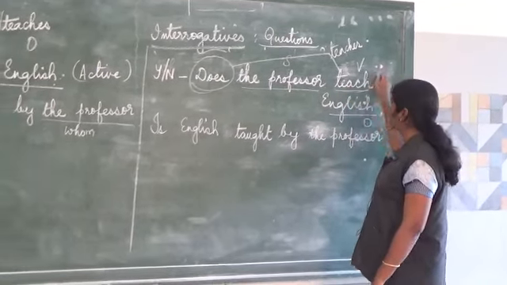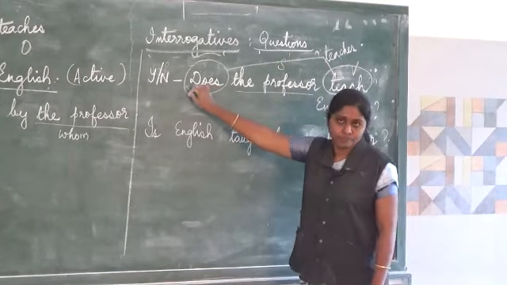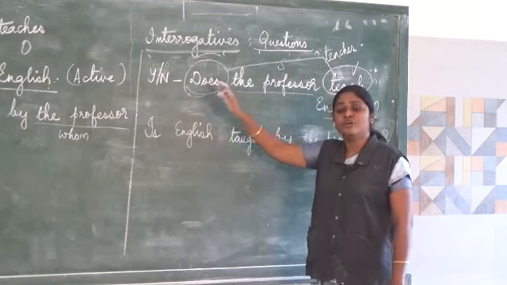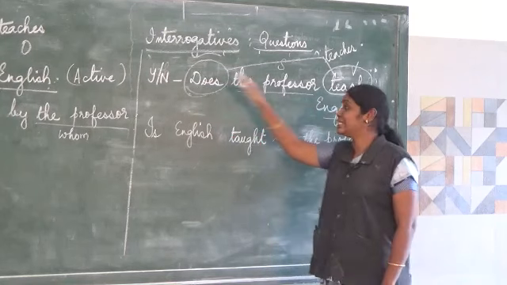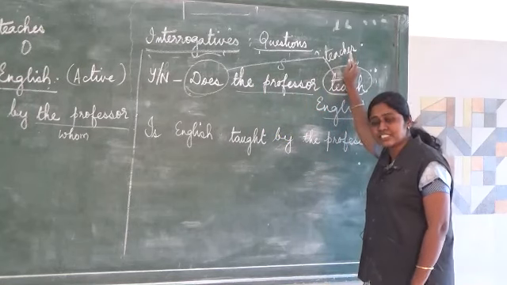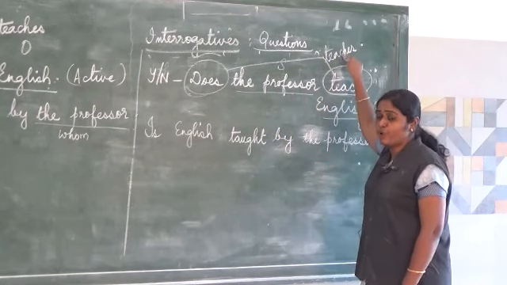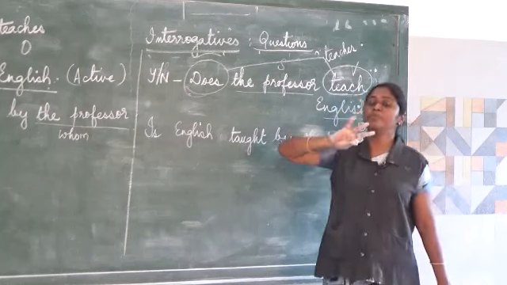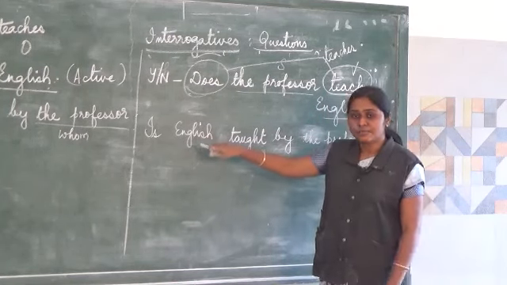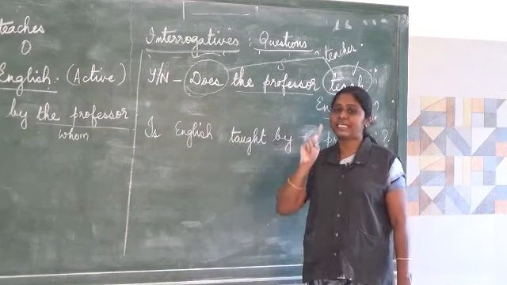Now as usual the final part is the verb. Verb means if there is an auxiliary verb that will also be included. So what is the verb that is left out? Does plus teach. So does plus teach becomes teaches. This is active voice. What is the passive form of teaches? I told you three possible passive forms: am taught, is taught, are taught. But here the subject is again English. So it is only is taught.